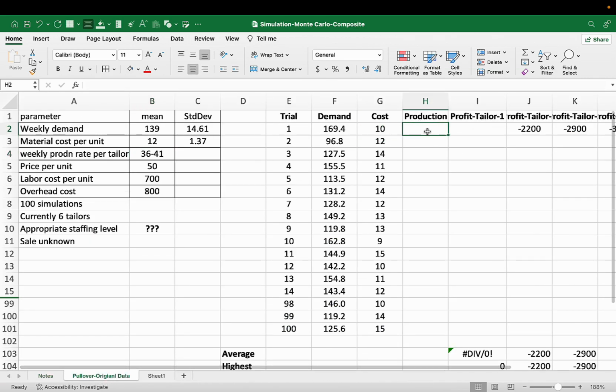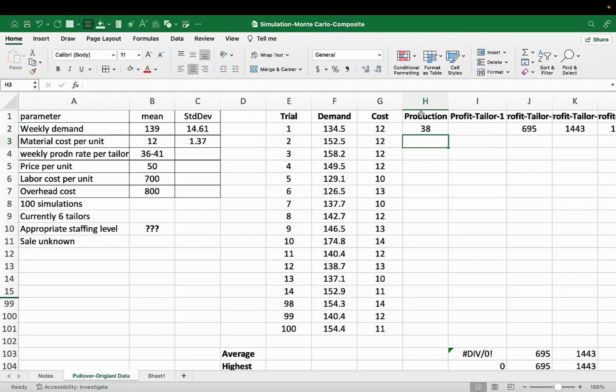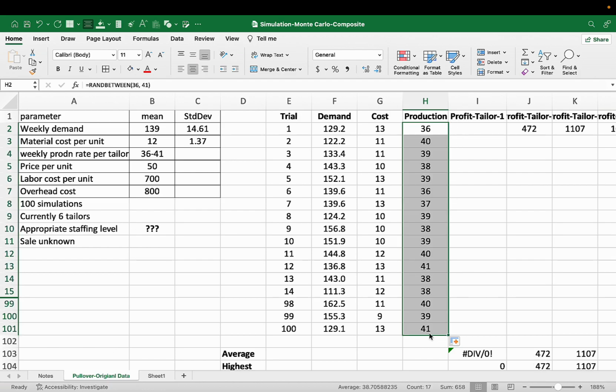For this one, we will use the RANDBETWEEN function, and it will be equal to RANDBETWEEN 36 and 41, and if I hit enter, it gives me this. Okay, so that's production. And as you can see here, all the values are between 36 and 41. Nothing is less than 36 and nothing is more than 41. Everything is between 36 and 41.